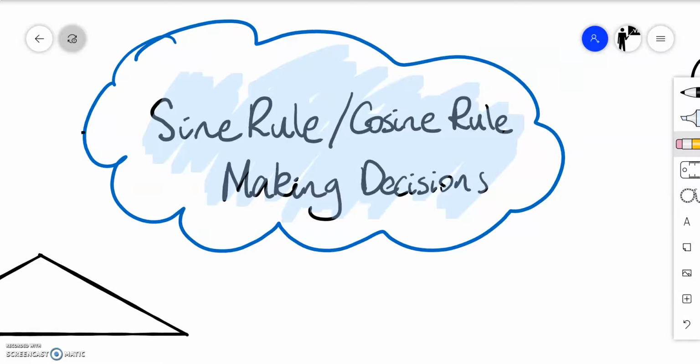In this video, we're going to have a look at how to make the right decision when asked to work with a problem involving triangles. We're either going to use the sine rule or the cosine rule. How do we know what to use and when? Because the question won't tell you, it won't say use the sine rule.